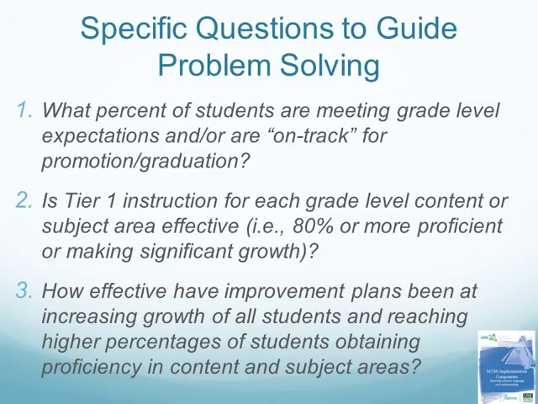Some of those questions are: 1. What percentage of students are meeting grade level expectations and/or are on track for promotion or graduation? 2. Is Tier 1 instruction for each grade level content or subject area effective, with approximately 80% or more of the students proficient or making significant gains? 3. How effective have improvement plans, like the school improvement plan, been at increasing the growth of all students in addition to reaching higher percentages of students obtaining proficiency in content and subject areas?